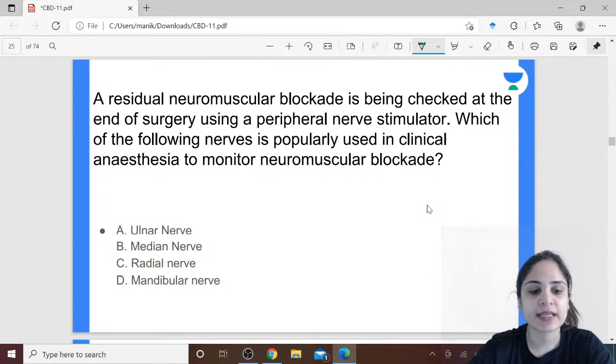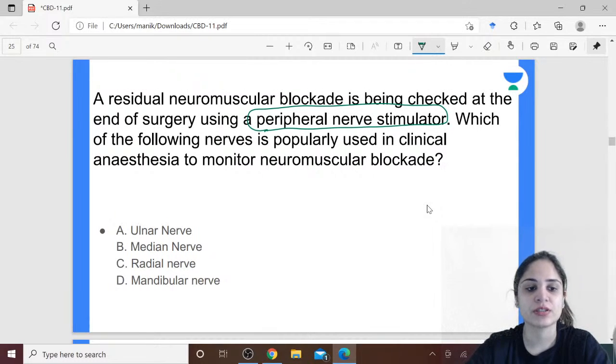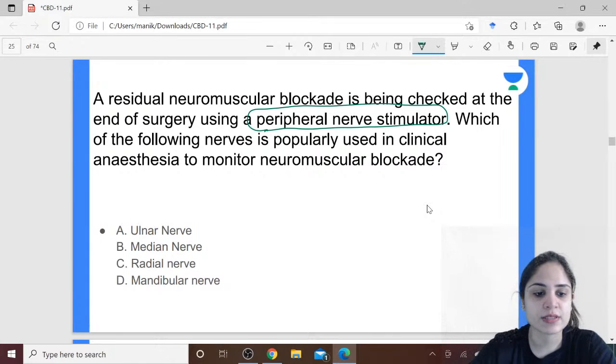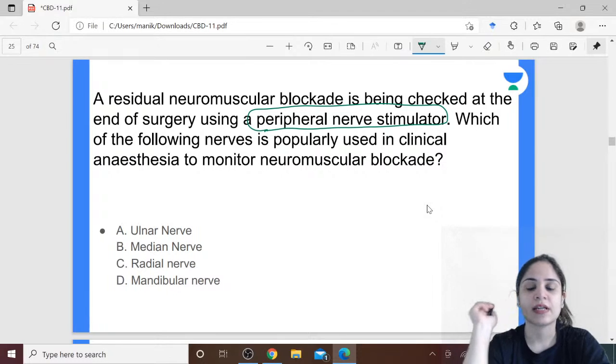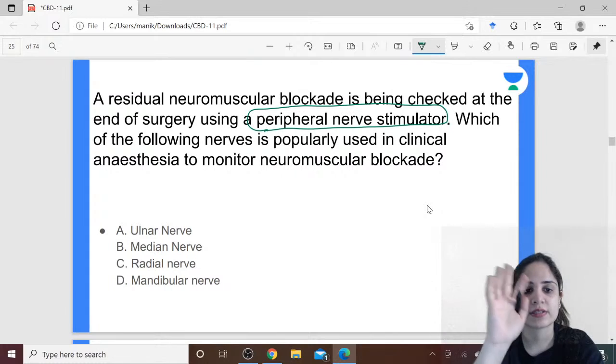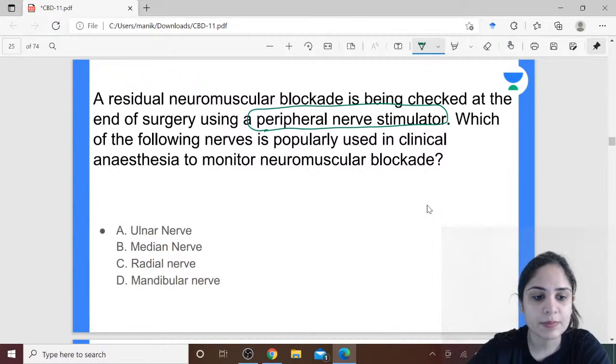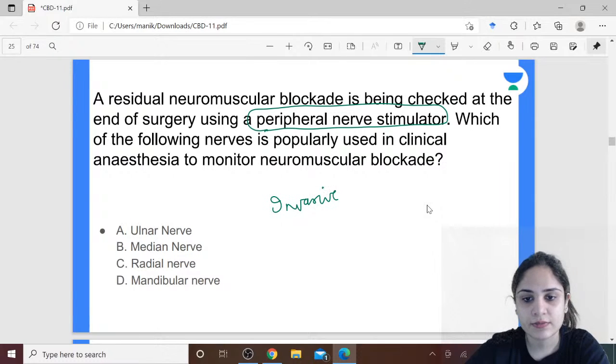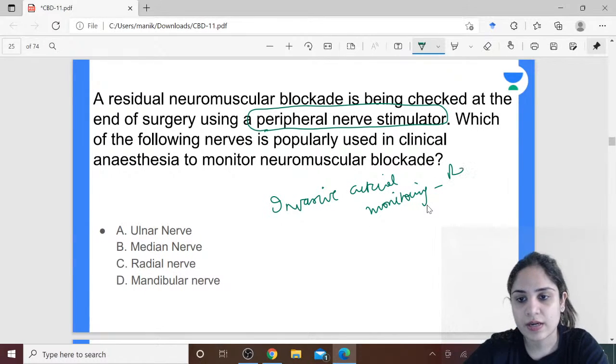Okay, so here what are we checking? We are checking residual neuromuscular blockade. So you are going to use a peripheral nerve stimulator for it. So basically you want to see whether the patient is out of the action of the neuromuscular blocking agent or not. Okay, so which nerve can you stimulate for it? Now this is the one that everyone gets confused about. Whenever I mention invasive arterial monitoring and neuromuscular blockade, there is always a confusion between the two. Okay, so remember, the artery that you should be focusing on for invasive arterial monitoring is your radial artery.